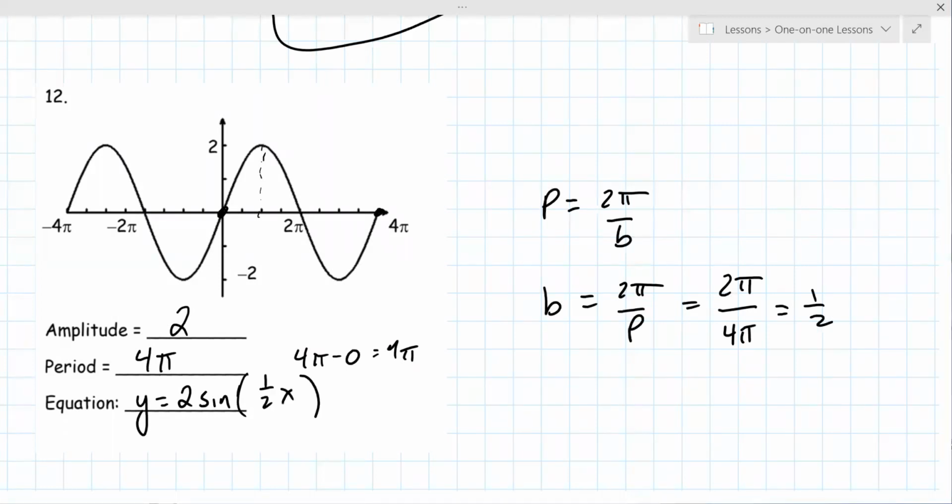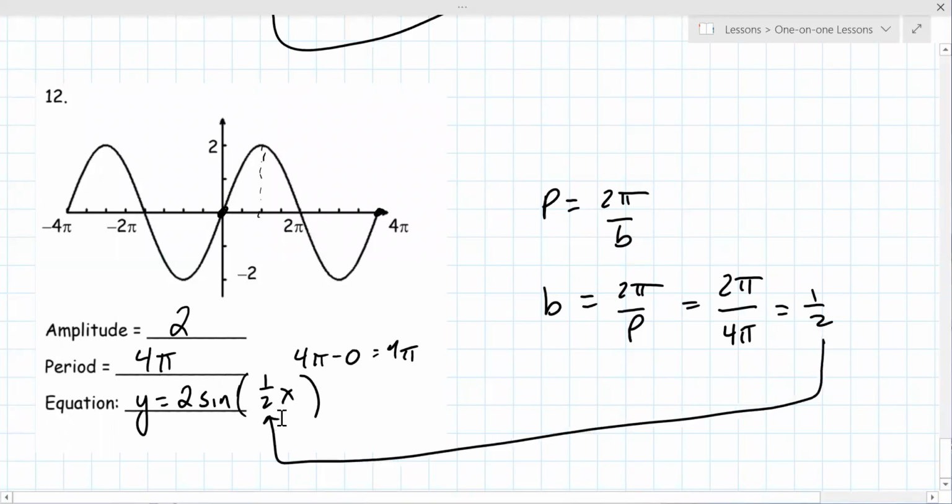Whatever that b value is, it comes back here. Okay, now we're going to do 11 and 13. They're cosines, so we'll see what's different about those.